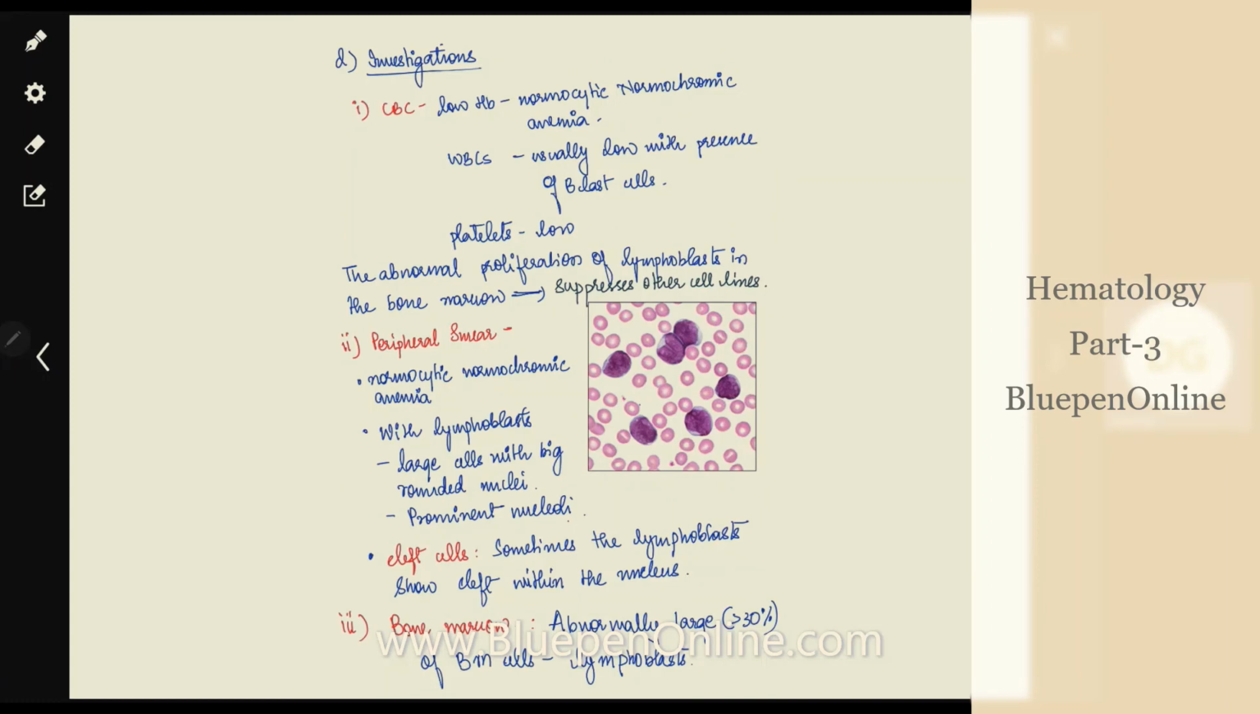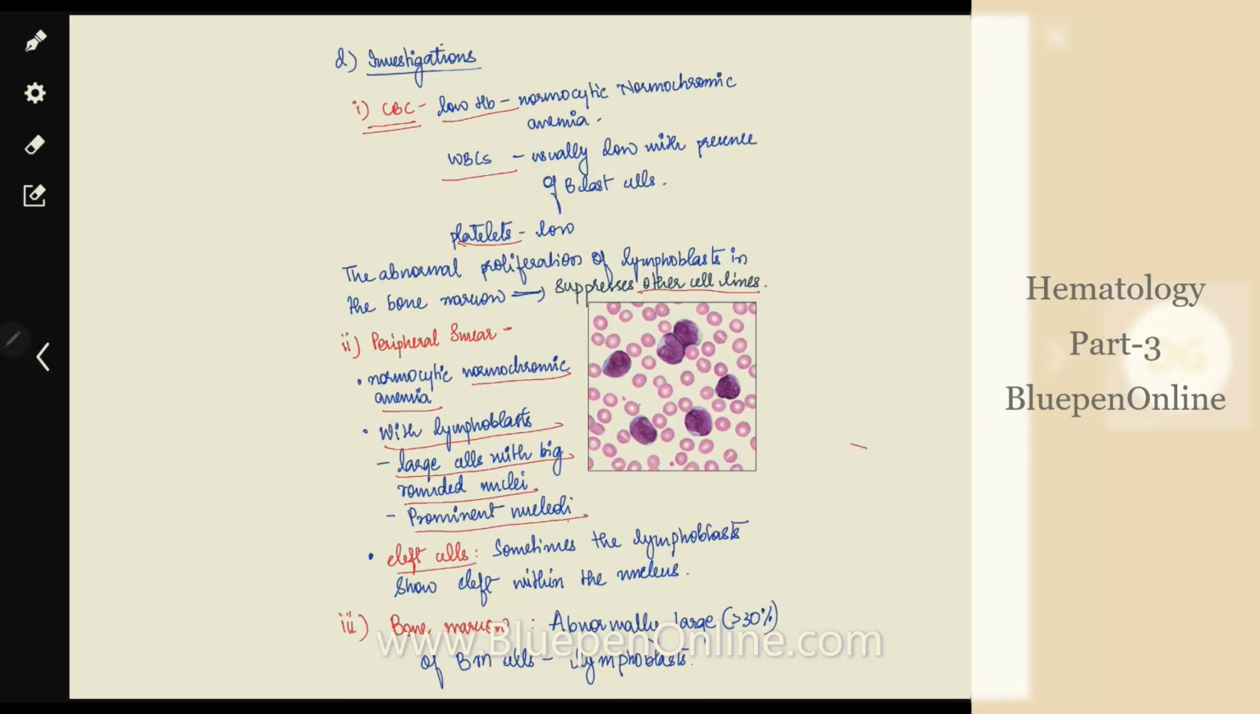So the investigations in a case of ALL include CBC, where there is low HB, low WBC, and low platelet. This is because abnormal proliferation of lymphoblasts in the bone marrow suppresses all other cell lines. They occupy so much space that other cell lines are suppressed. Peripheral smear: normocytic normochromic anemia with lymphoblasts, large cells with big rounded nuclei, prominent nucleoli. Occasionally you can see cleft cells.